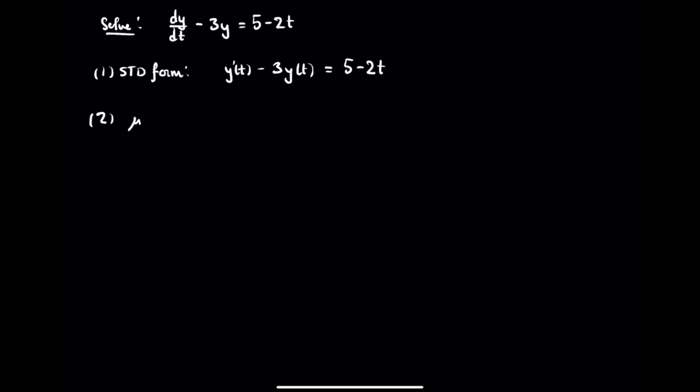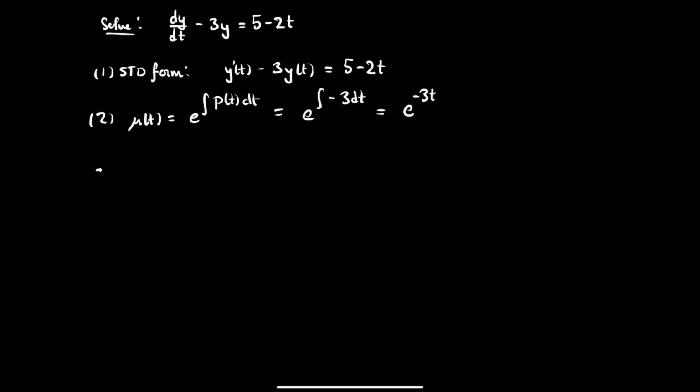Now we've got to find the integrating factor. So that's e to the integral of p(t) dt, and p(t) is the constant of the non-derivative term, right? So it's just minus 3. So minus 3 dt, okay? And then this is e to the minus 3t.